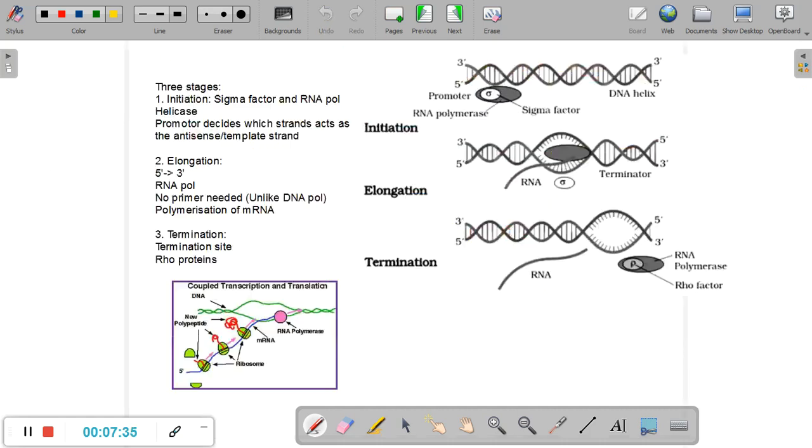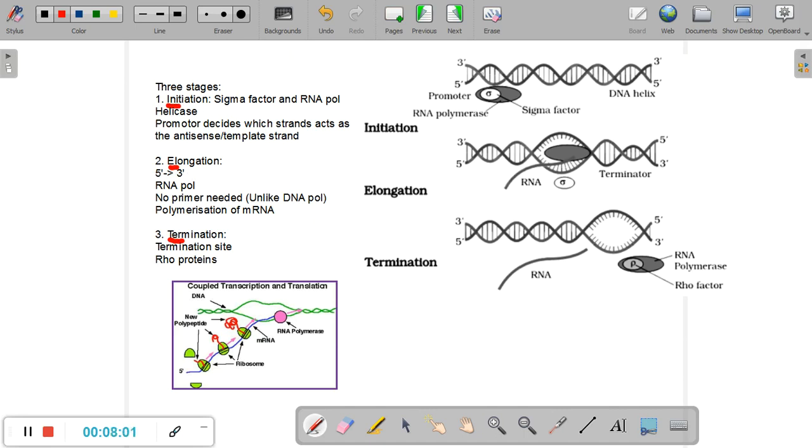Now let us get deeper into the process of transcription in prokaryotes. Transcription in prokaryotes takes place in three steps, or three different stages. The first step is called initiation, the second is called elongation, and the third is called termination. These are the exact same steps we encountered when we were studying the process of DNA replication. Now what happens in initiation?